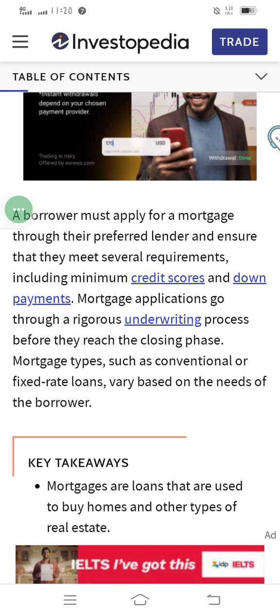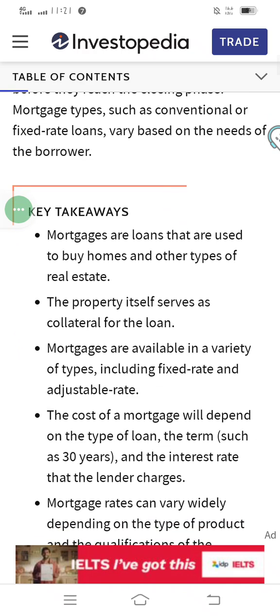A borrower must apply for a mortgage through their preferred lender and ensure that they meet several requirements, including minimum credit score and down payments. Mortgage applications go through a rigorous underwriting process before they reach the closing phase. Mortgage types such as conventional or fixed rate loans vary based on the needs of the borrower.